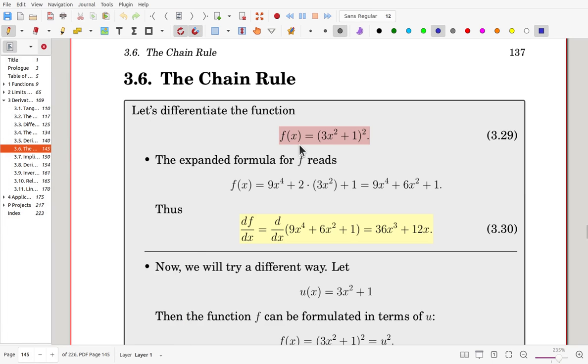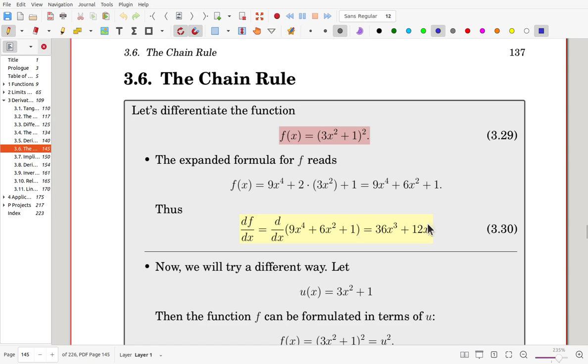Differentiate the function. Okay, we have (3x squared plus 1) squared. Once you want to get the derivative of the function, you may expand it so that the expanded formula for f can be written in this way. Now this is a form of (a plus b) squared, so a squared plus 2ab plus b squared. So we can reach that formula.